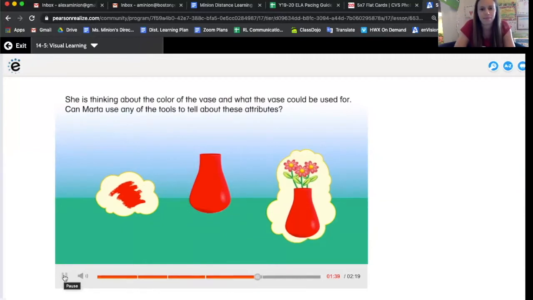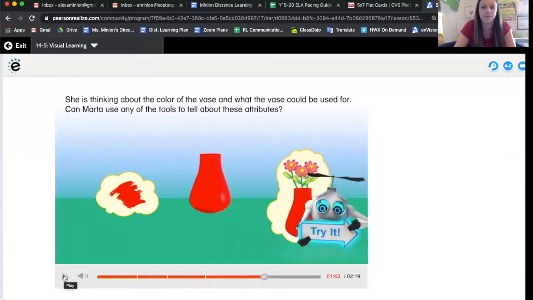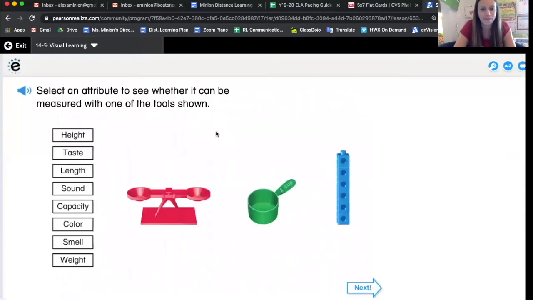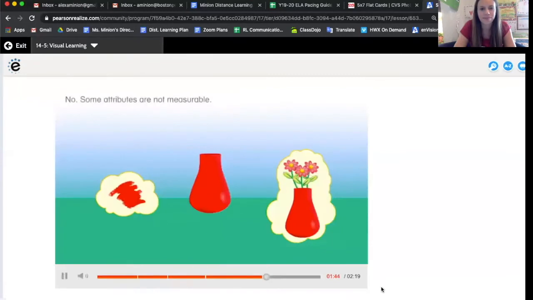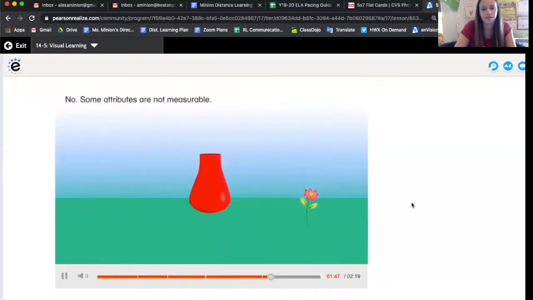Can Marta use any of the tools to tell about these attributes? Let's think about that. Could she use cube sticks or measuring cups or scales to figure out what color it is or what you could use it for? No, silly Marta. Those tools are for measurement. No, some attributes are not measurable. Yeah, you can't measure color. You can't measure ideas. You can't measure whether it's for flowers or tea. Those are things we know.